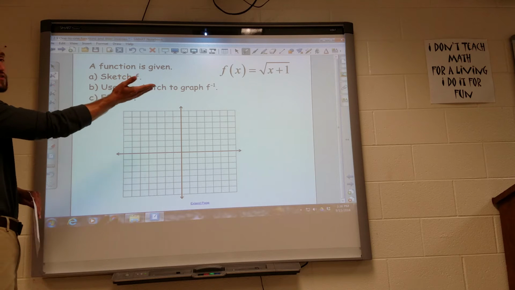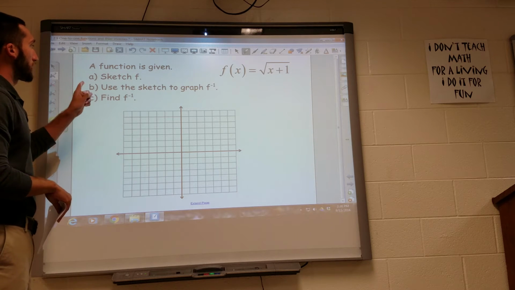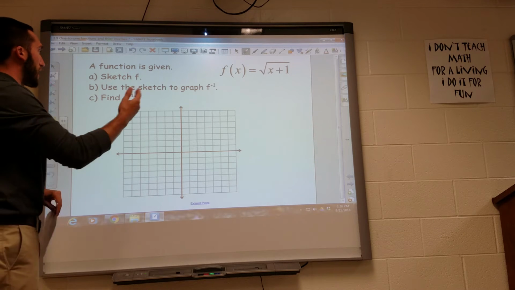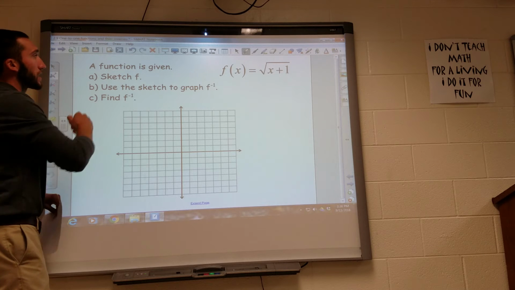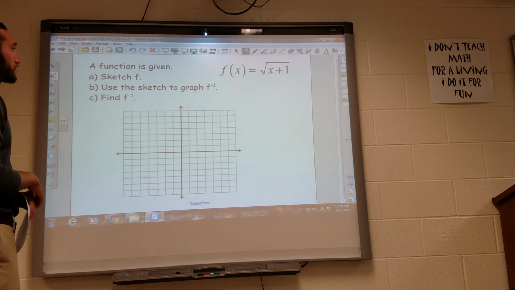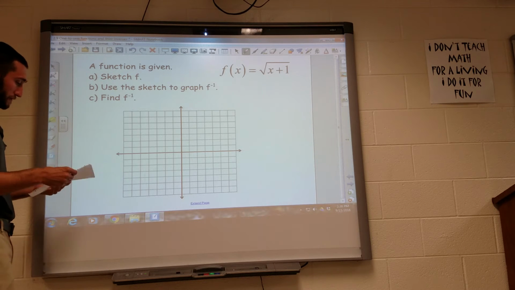And finally, this function is given. First, they want us to sketch it, and then they want us to use the sketch to graph f inverse. So I'll show you how we do that. Finally, finding the inverse of f, given f of x. So first, let's sketch f.